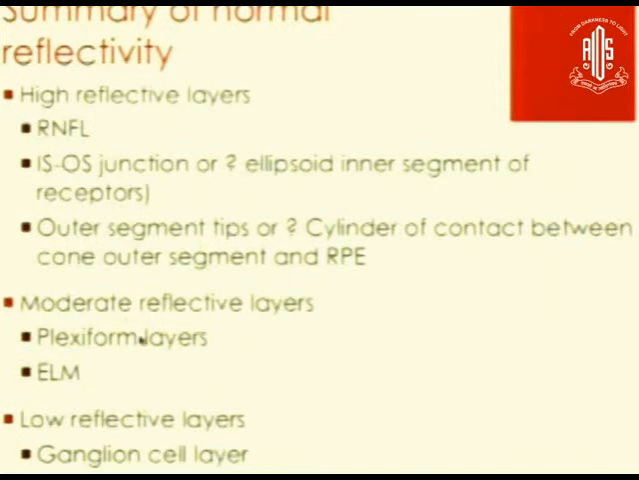The moderately reflective layers are formed by the plexiform layers, that is the nerve fibers where the axons and dendrites meet. That is an intermixture. It is not a regular structure, so it reflects light better. While the nuclear layers are more regular structure, so they reflect much less. The external limiting membrane also is moderately reflective. But the low reflective layers are the ganglion cell layer and the other cellular layers, inner and outer nuclear layers. So in general, remember that nuclear layers are hyporeflective, the plexiform layers are hyperreflective, and the nerve fiber layer itself is very highly reflective.